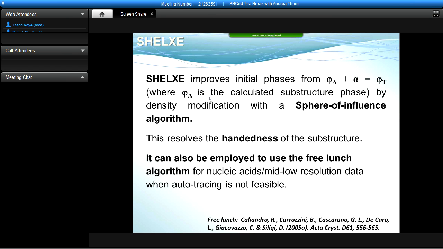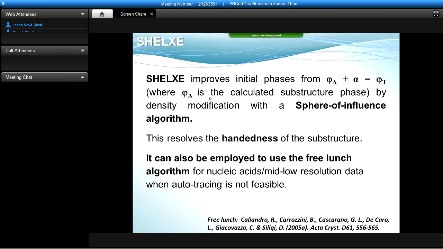It is very important to recognize that you have not resolved the handedness of the substructure by finding it in SHELX-D. You don't know which enantiomer you actually have before you have done density modification. It can't be stressed enough that you actually have to try both hands.